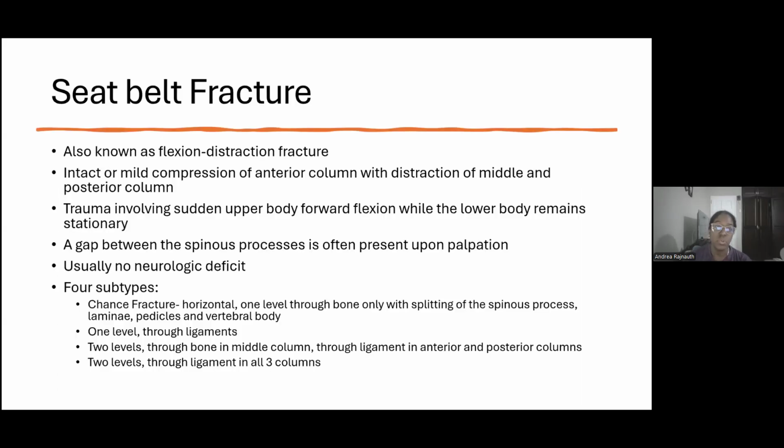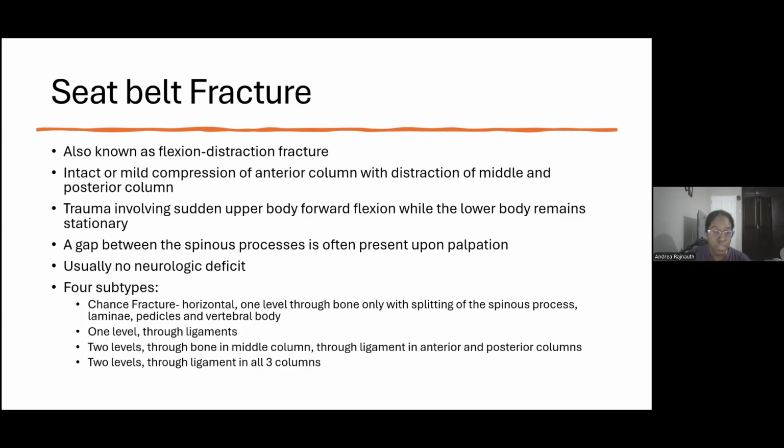Seatbelt fracture, also known as a flexion distraction fracture, is an intact or mild compression of the anterior column with distraction of the middle and posterior column. This usually occurs when there's trauma involving sudden upper body forward flexion while the lower body remains stationary. A gap between the spinous processes is often present upon palpation. There are usually no neurological deficits.